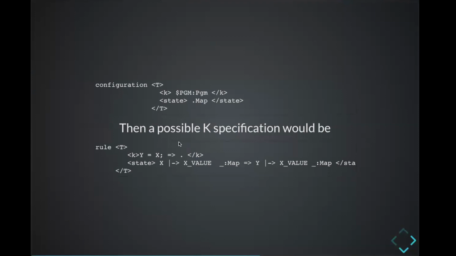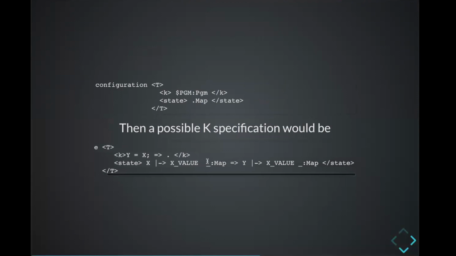Then a possible spec would be the program y = x, and after execution, it will disappear because it's been executed. We take the lines of code as they're being executed from the K cell. And most importantly, the state will be initialized with the variable x, which has some value we call x value. And afterwards, it will end with y having that same value.